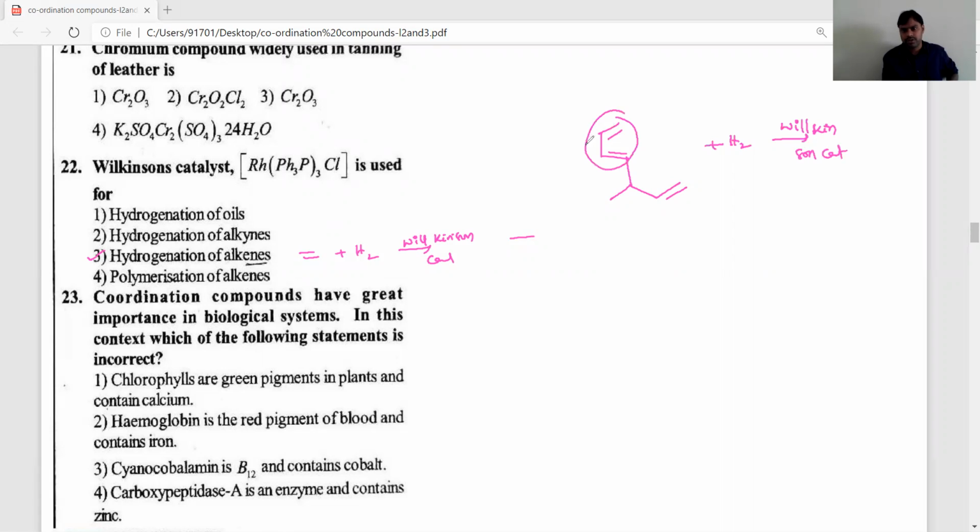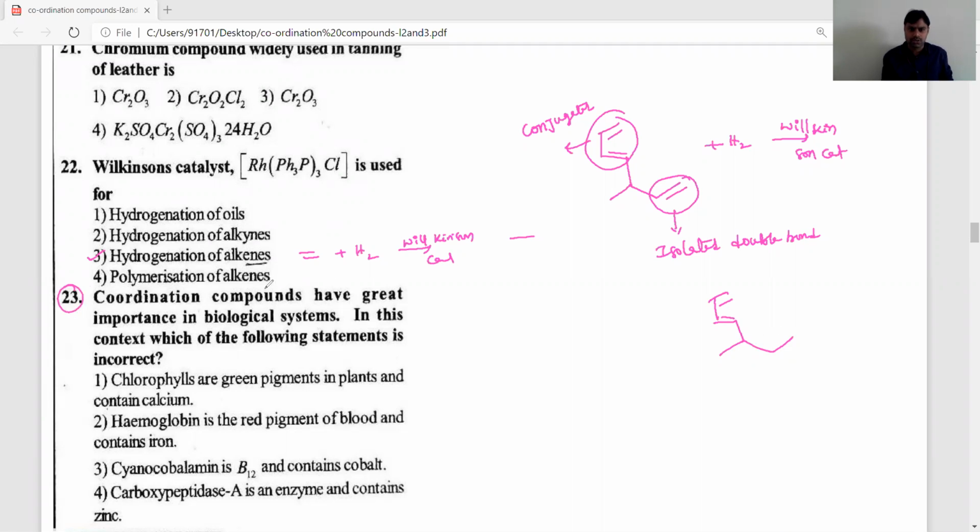This is a conjugated double bond. Conjugated means double bond and single bonds are alternatively present. It is an isolated double bond. So it reduces isolated double bonds only, majorly, but not conjugated double bonds. Now the resultant product is like this, so the isolated double bonds are reduced into alkanes. It is used for the hydrogenation of isolated alkenes or isolated double bonds. That is the importance of Wilkinson catalyst.